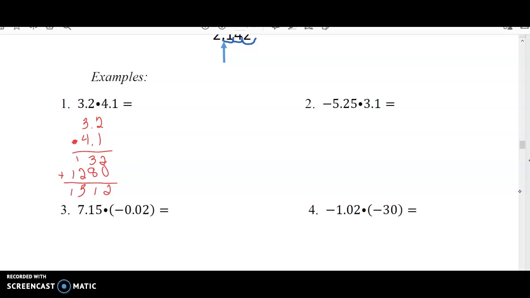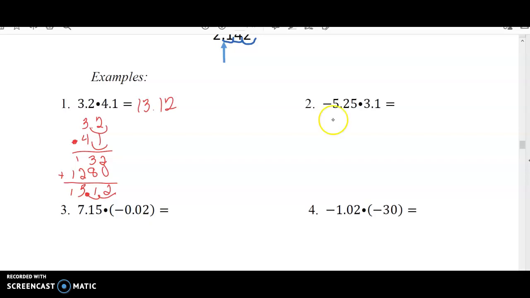So we do not just bring our decimal point down. We count the number of spaces. So you have 1, 2 total. So your decimal is always at the end, and move it over 1, 2 to the left. So your final answer is 13.12. Positive times positive is positive.